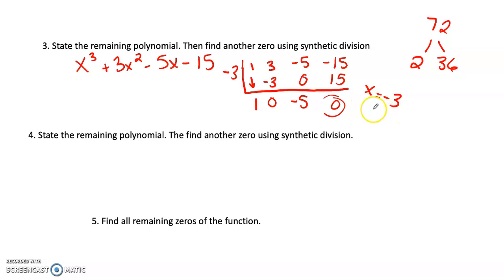It's another 0. If you tested out a different factor and you didn't get 0, it's okay. It just means that that's not a 0. So you would have to keep testing factors out until you get a remainder of 0.